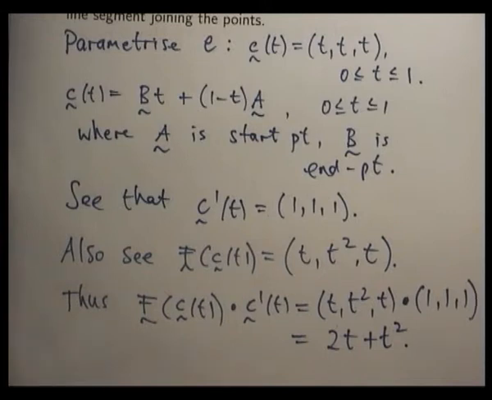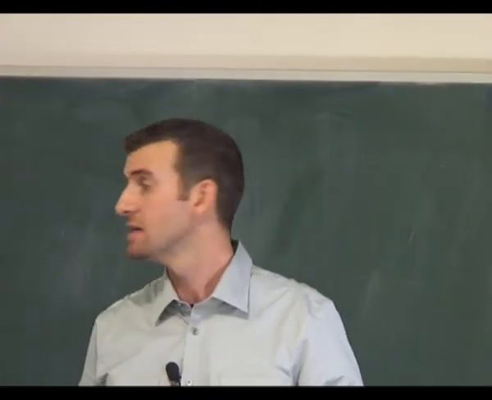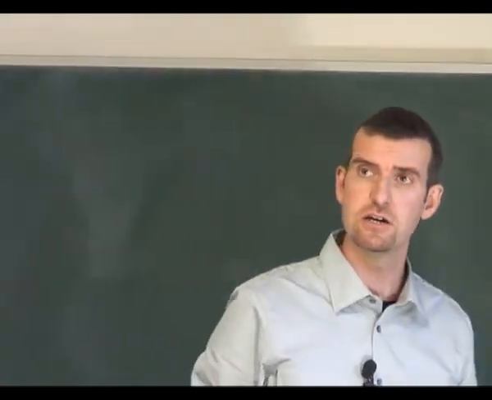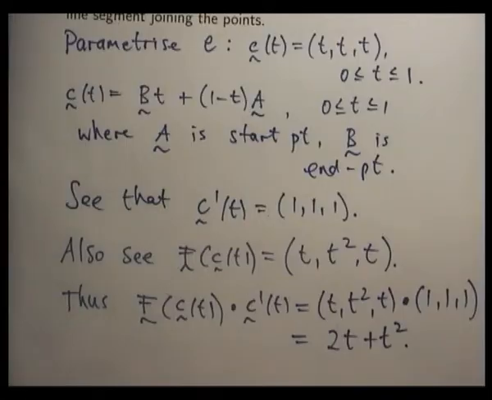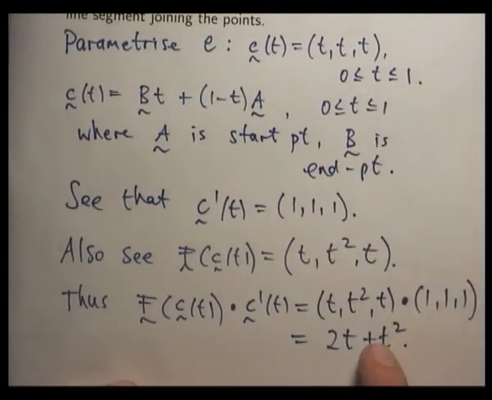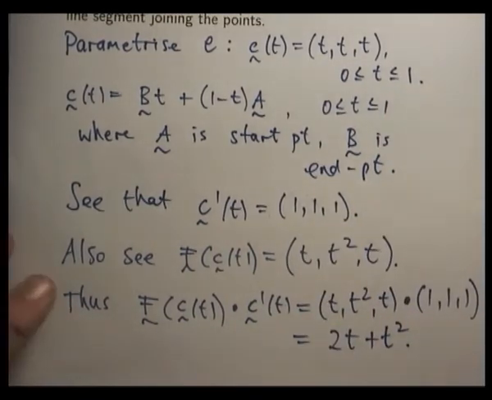Okay, so we've done most of the calculations. The last thing we do is integrate 2t plus t squared along our curve. Now to do that, we've got our endpoints here and here, so we just integrate this with respect to t from t equals 0 to t equals 1.